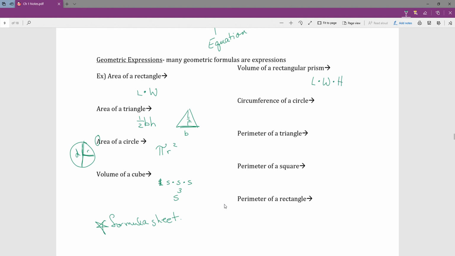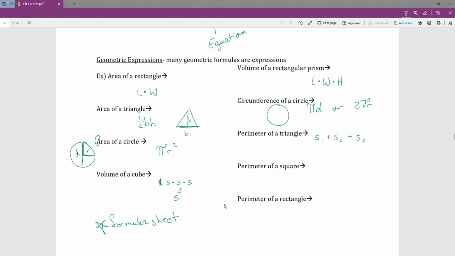Circumference of a circle, so this is the length of it going around, is pi d or 2 pi r, because I talked about how the radius was really half of the diameter, or the diameter is really 2 radius. Perimeter of a triangle is side 1 plus side 2 plus side 3.